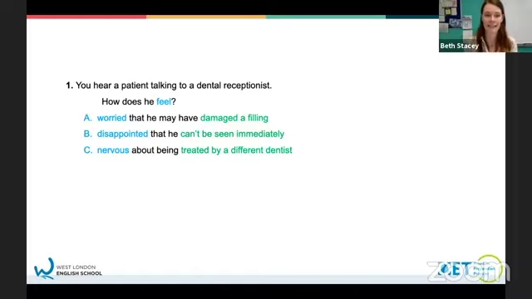Imagine that the patient says, oh, well, actually, I am a little bit concerned that I can't see my dentist today because I really need to see her in the next hour or so. So then the patient is definitely worried, but they're not worried that they've damaged a filling. They're worried that they can't be seen immediately. So you've got to make sure you understand both parts of the answer options properly.